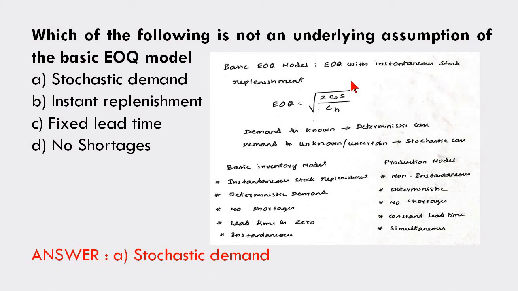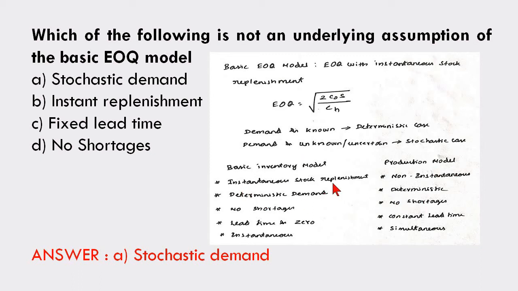The EOQ formula is what? Square root of 2C0S divided by CH. So if the demand is known, that is the deterministic case. If the demand is unknown or uncertain, that is the stochastic case. As per the basic EOQ model, we are considering the demand is known, right? So it comes under the deterministic case, not the stochastic case. Also some important points regarding the basic inventory model and the production model I have given here.